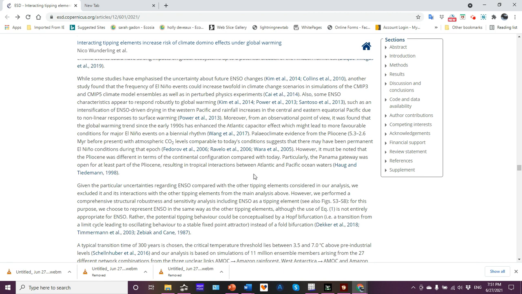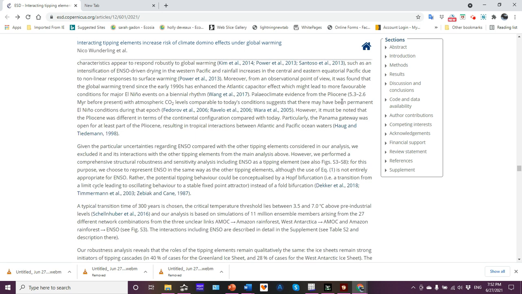Moreover, from an observational point of view, it was found that the global warming trend since early 1990s has enhanced the Atlantic capacitor effect, which might lead to more favorable conditions for major El Nino events on a biennial rhythm. It's another way of saying tropical waters are getting warmer. And El Nino events are characterized by a warm Eastern Pacific. So that Atlantic capacitor effect, because of teleconnections, will move over to the Pacific side.